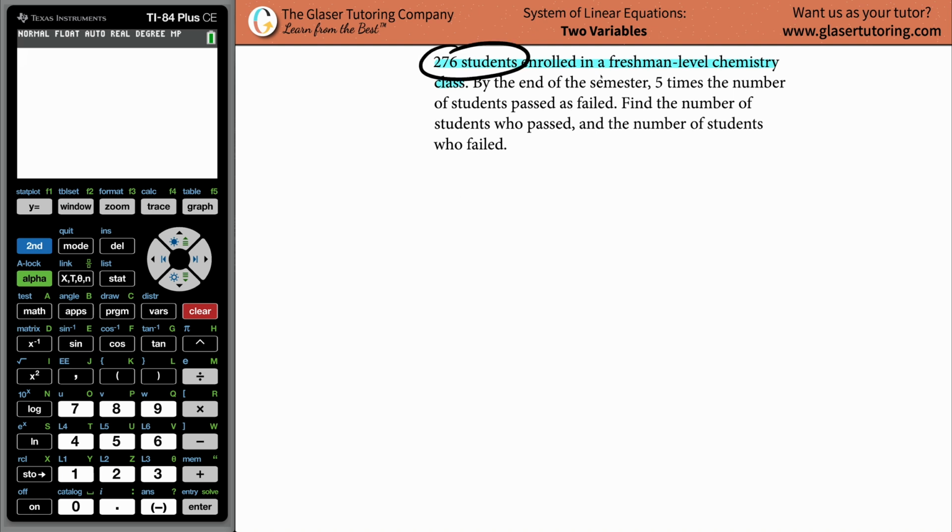276 students enrolled in a freshman level chemistry class. By the end of the semester, 5 times the number of students passed as failed. Maybe this word is supposed to be passed, then failed? Probably. I think what this is trying to say is 5 times the number of students passed, then failed, meaning that you have 5 times the amount that passed, and then only, whatever the remainder is, failed. Find the number of students who passed and the number of students who failed.